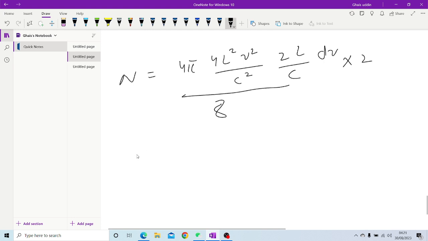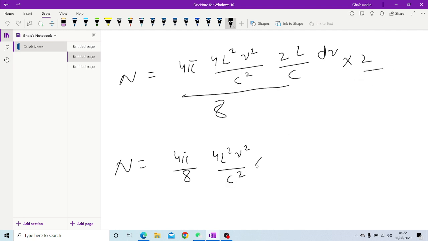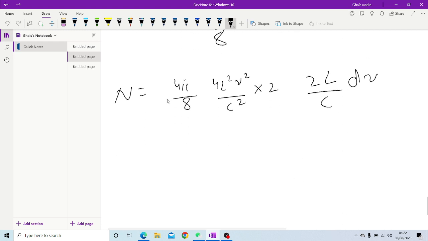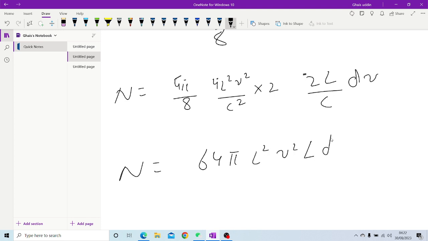If we do more easy calculation, this is 4π divided by 8, and this is 4L²ν² divided by c², and if I write this as multiplied by 2 here, and 2L divided by c dν. So if we multiply all these values, 4, 4, 2, this will become 64π L²ν² dν divided by 8, and this c and c becomes c³.